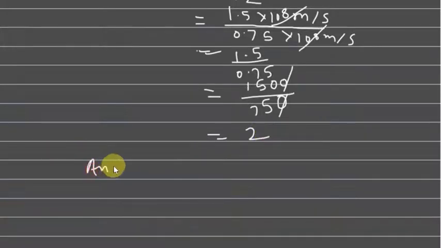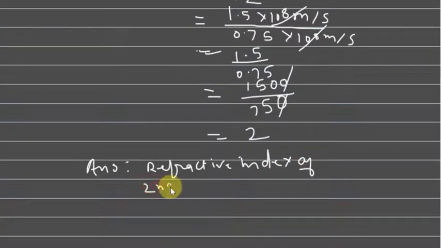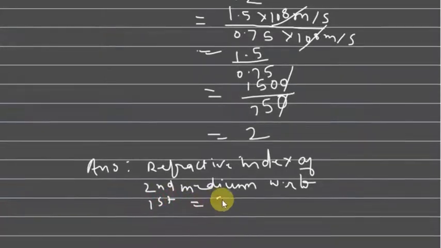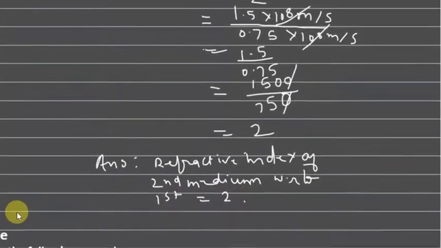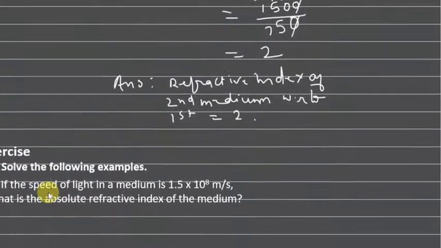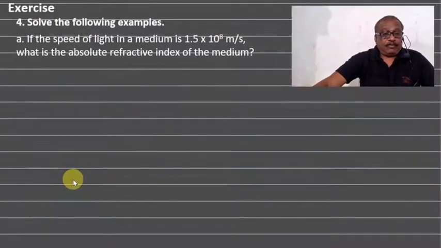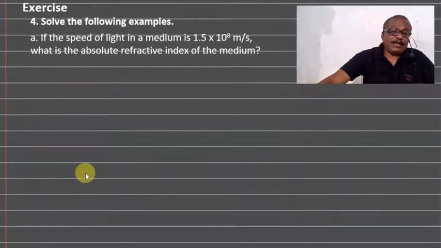So what is the answer? The refractive index of second medium with respect to first medium is 2. There is no unit, so remember this. Now we solve the examples from the exercise.